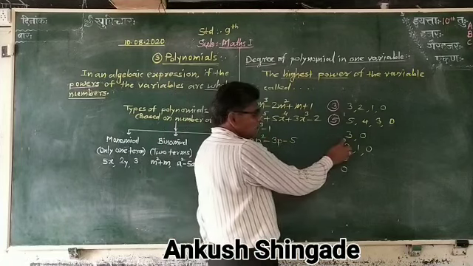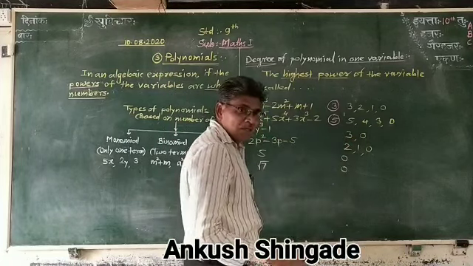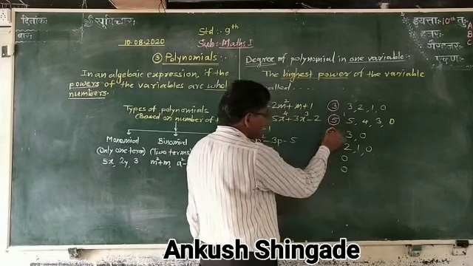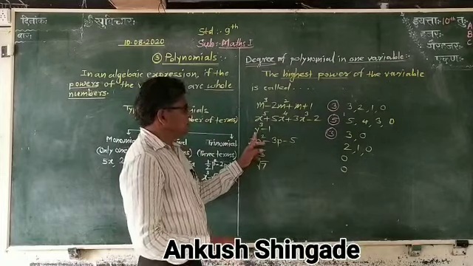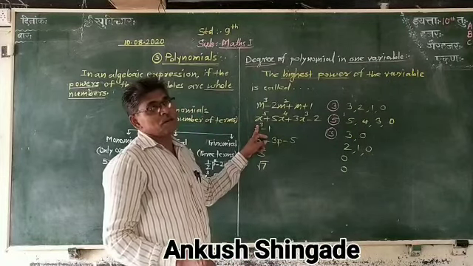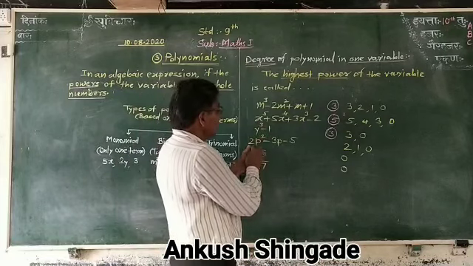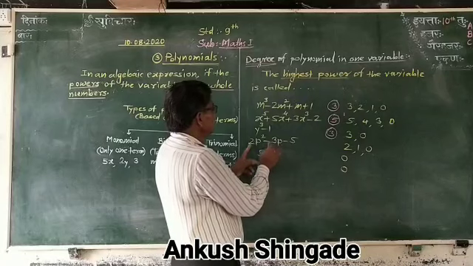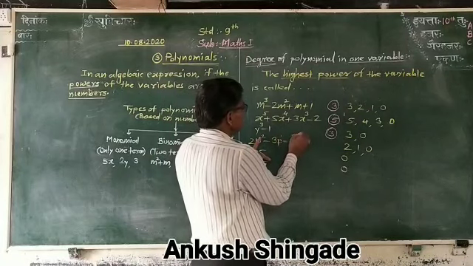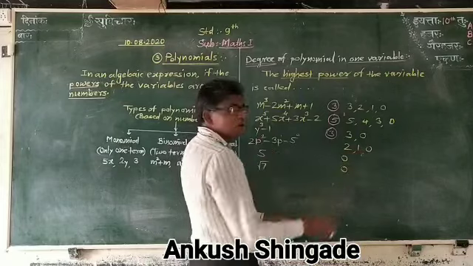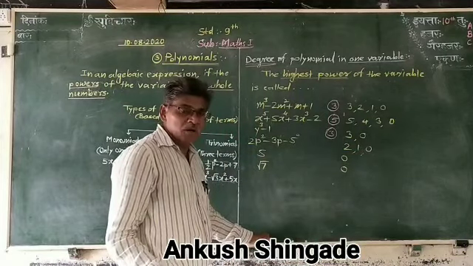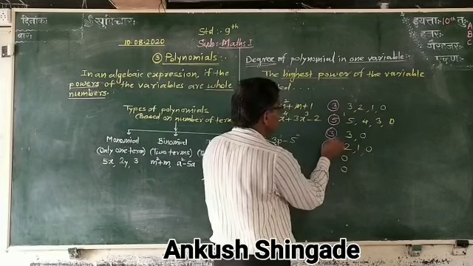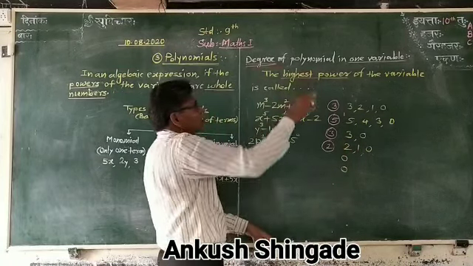Then here 3 and 0 are the powers. Out of these two, 3 is the highest. Therefore, 3 is the highest power. That means 3 is the degree of the given polynomial. Then decide about this polynomial: 2, 1 and 0 are the three powers of three terms. Out of these three, 2 is the highest power, therefore 2 is the degree of the polynomial.